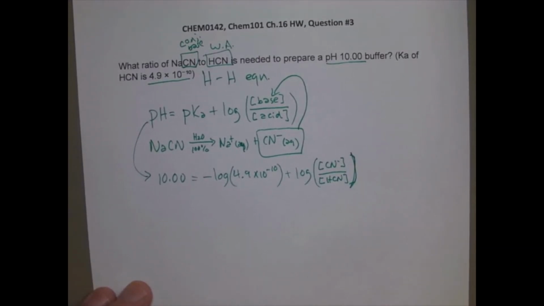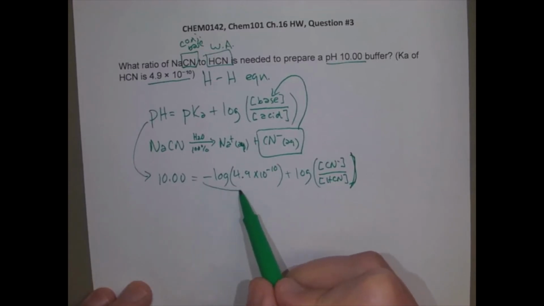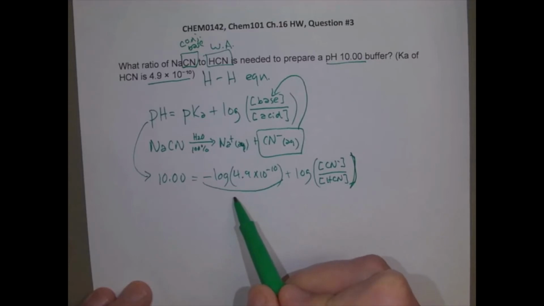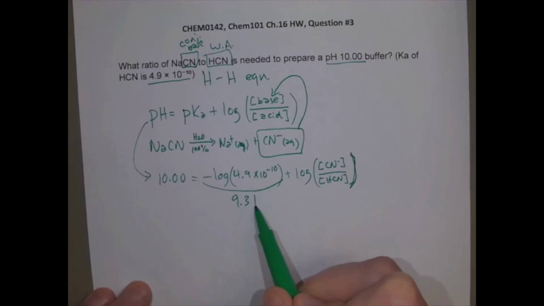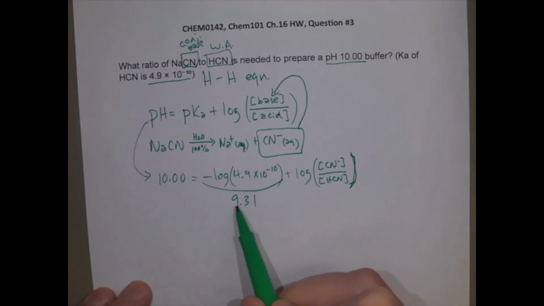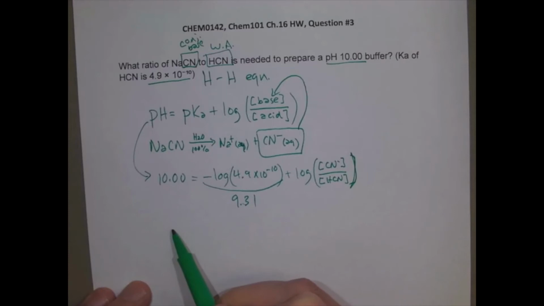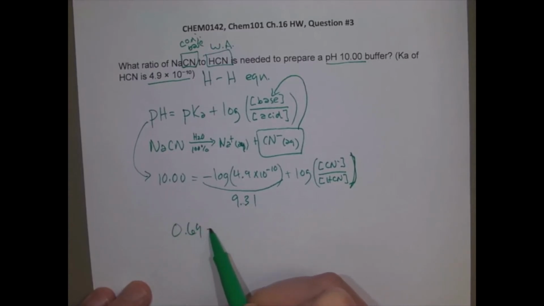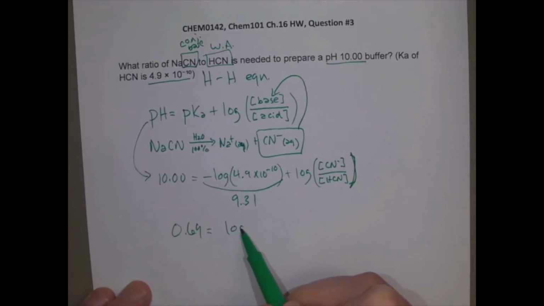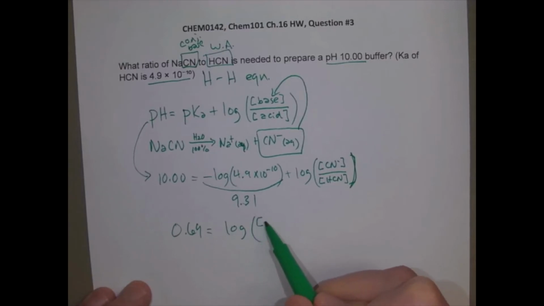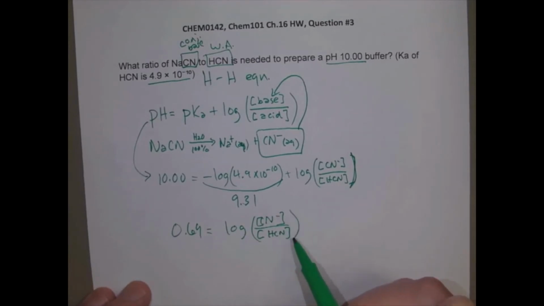When you solve for the negative log of the Ka, what you get is 9.31. Plug that into your calculator and prove it to yourself. And so when you subtract 9.31 from both sides, what you get over here is 0.69, and that's equal to the log of the concentration of the base over the concentration of the acid.